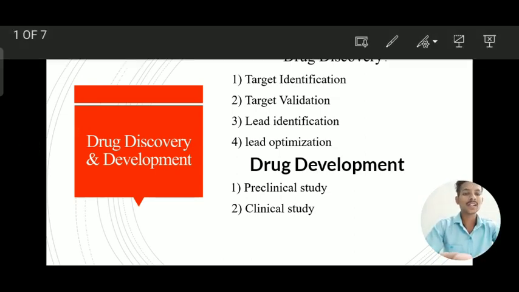Then next is the clinical study. The clinical study is a human study. There are five phases: phase 0, phase 1, phase 2, phase 3, phase 4.